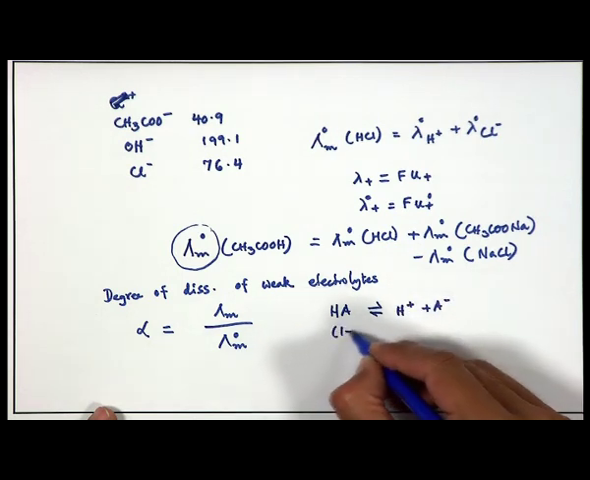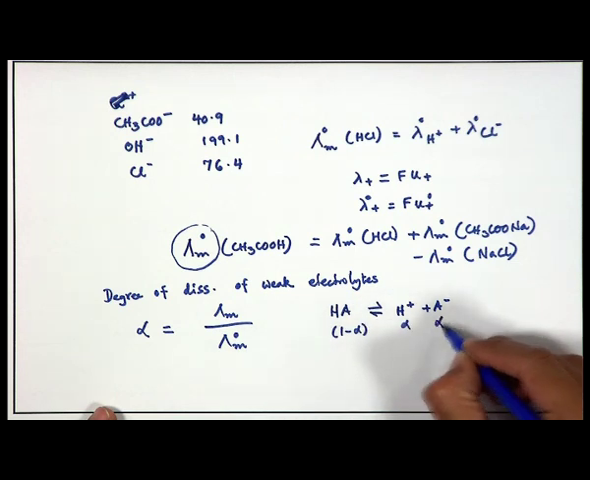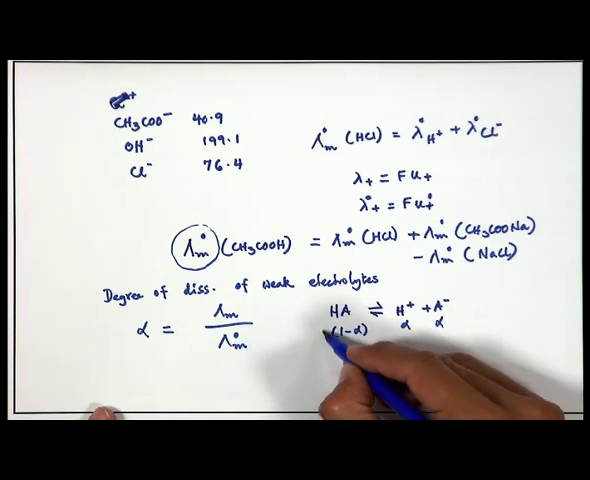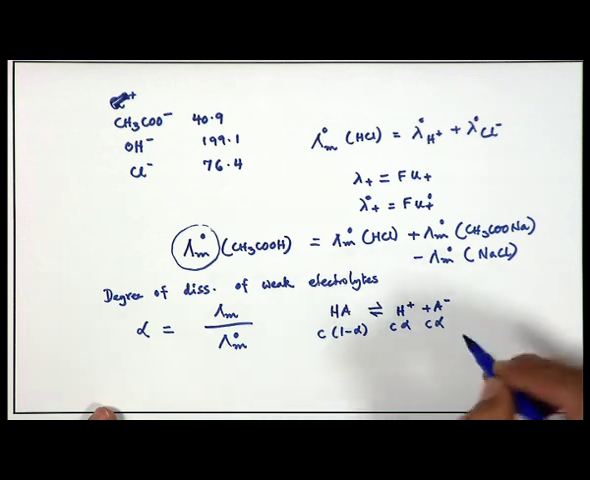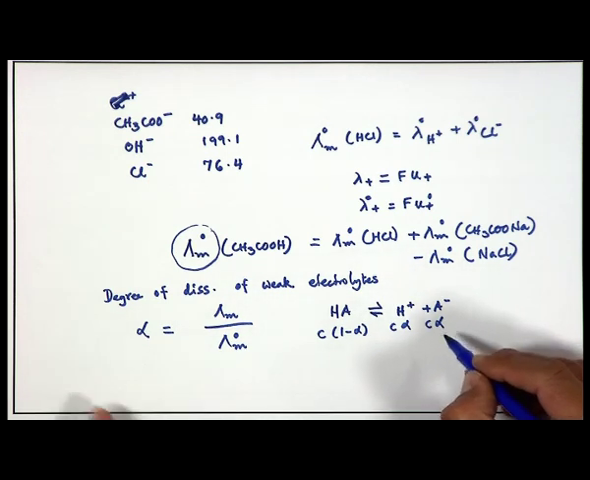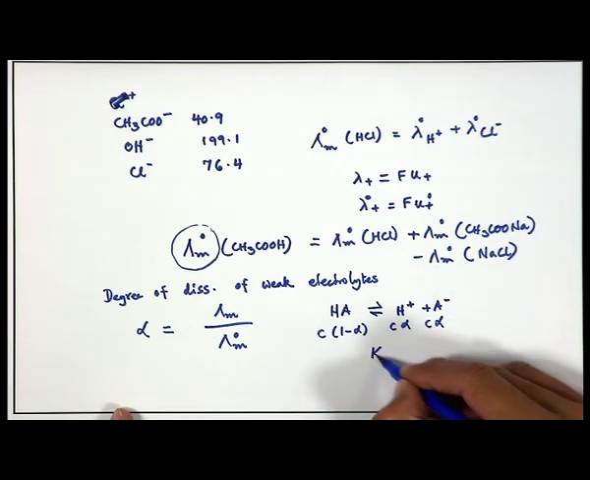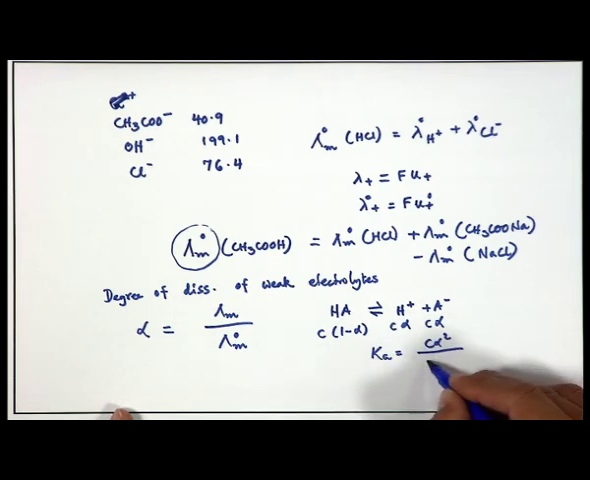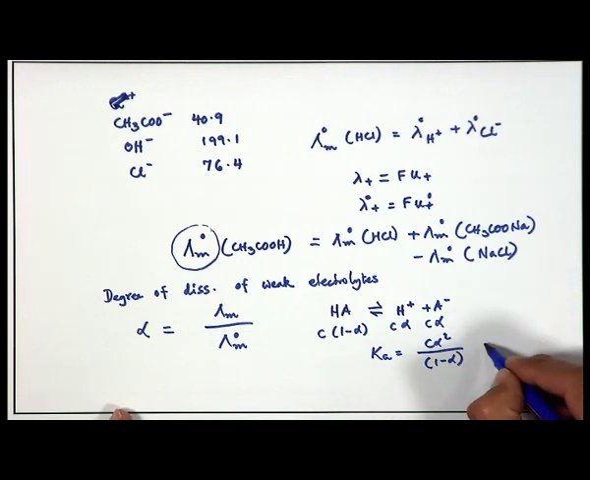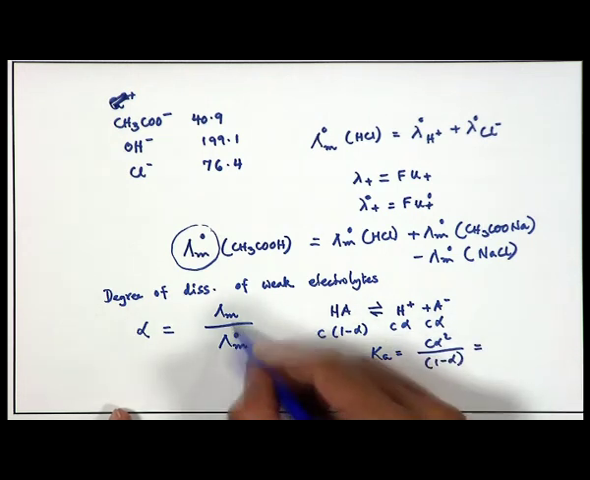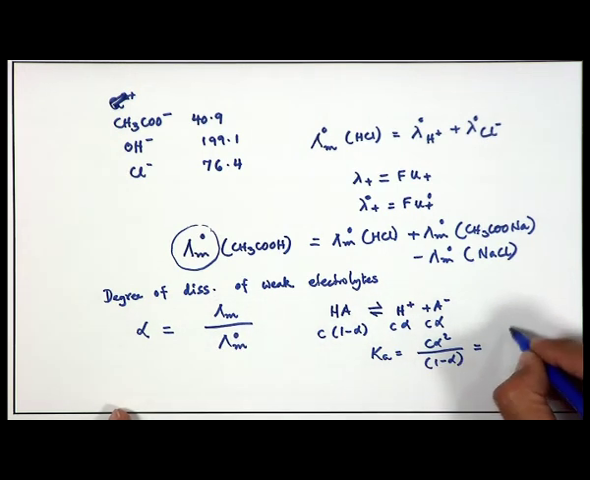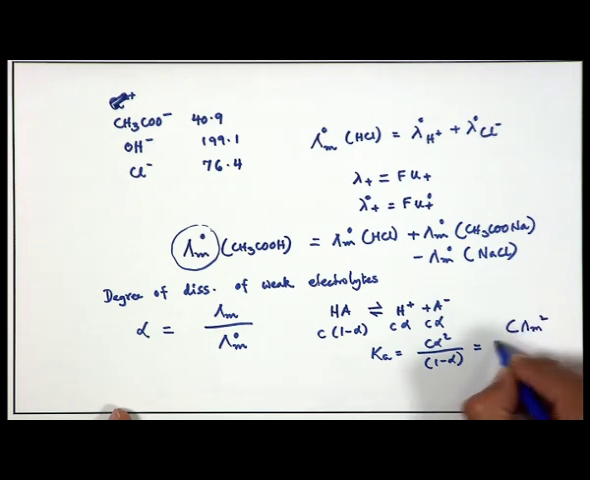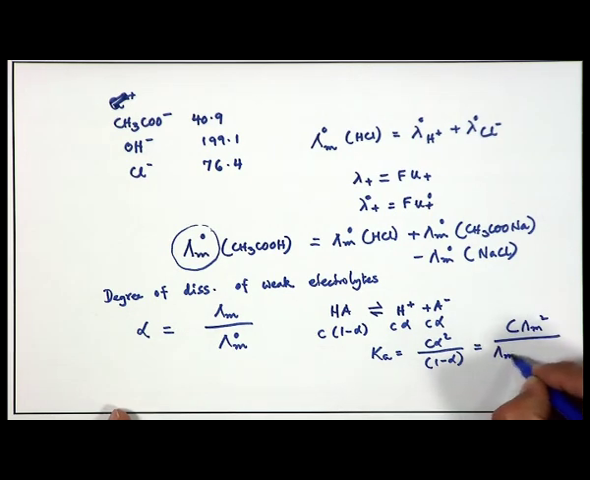So, 1 minus alpha gets you alpha and alpha. So, therefore, if the concentration is C, your equilibrium constant is equal to C alpha square divided by 1 minus alpha, and therefore, if you plug in the expression for this, it will get you C lambda m square divided by lambda m 0 into lambda m 0 minus lambda m.